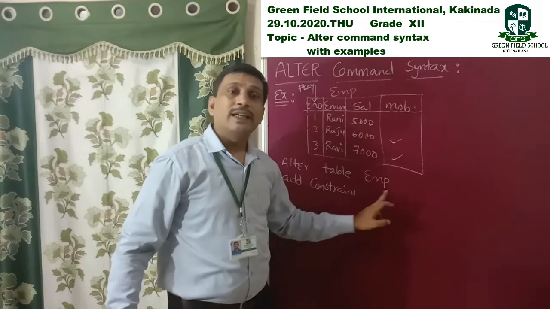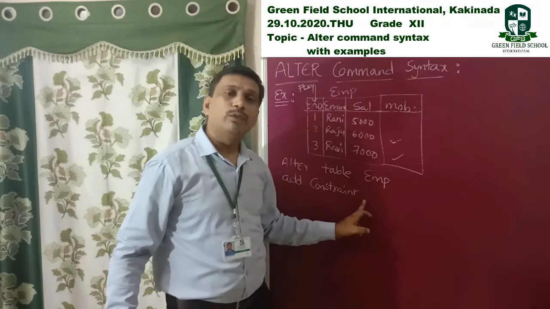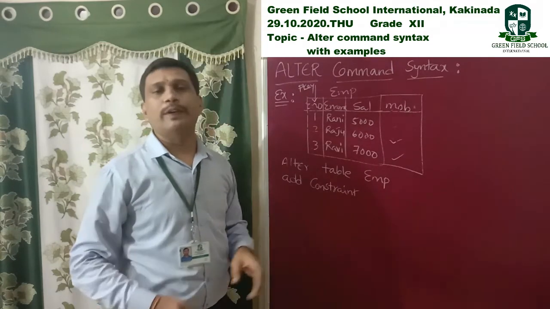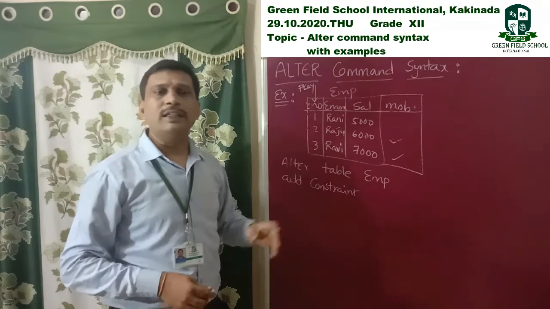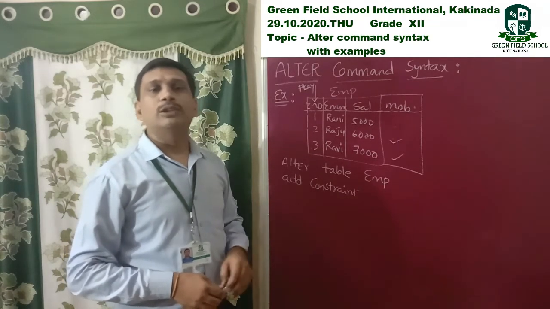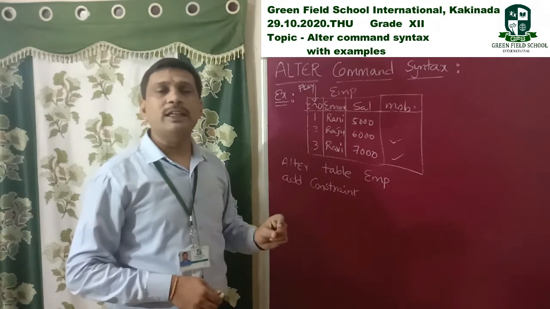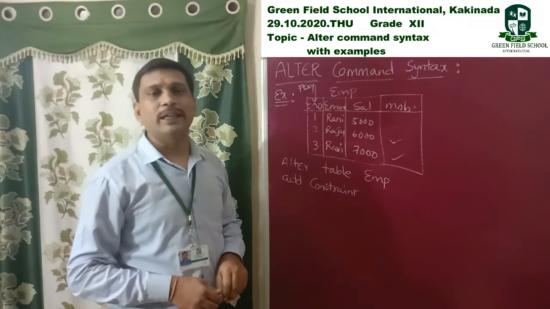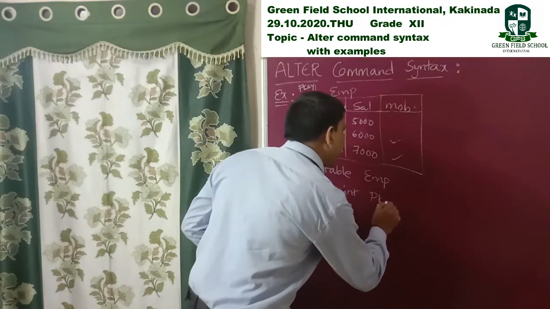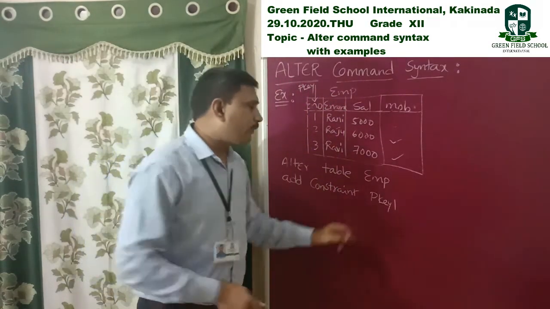Constraint keyword, then the name of the constraint. We specify the name of the constraint explicitly, or otherwise the system automatically gives one constraint name. If we do not specify a constraint name, the system automatically gives one ID, an object name. A constraint is an object. See, here I specify p key 1. P key 1 is the identifier.